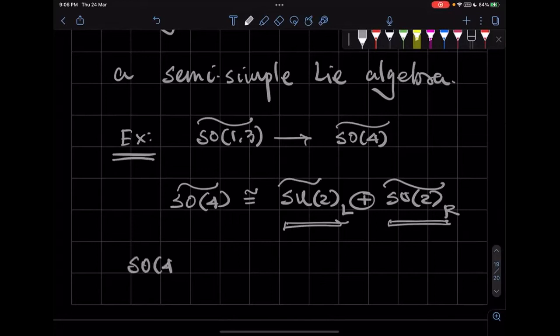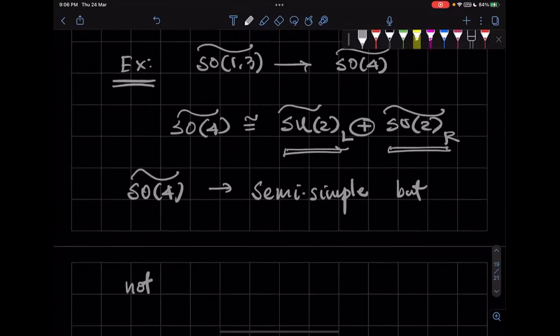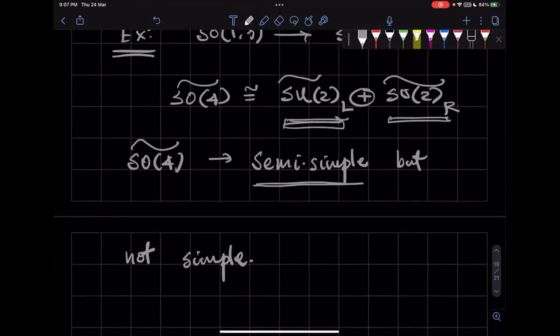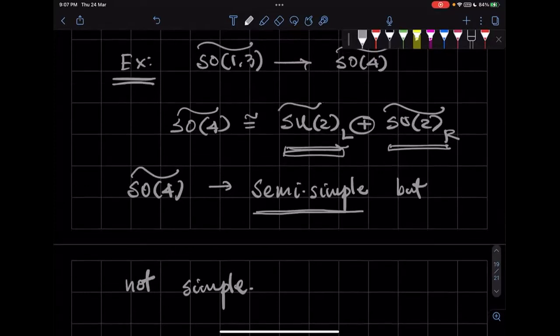And therefore, the Lie algebra of SO4 is semi-simple. Okay, this is semi-simple, but it's not simple. Okay. Is that clear? Why is it semi-simple? Because there is no U1 factor. But why is it not simple? Because it has a non-abelian invariant subalgebra. Is it clear that it doesn't have a U1 factor? No, sir.